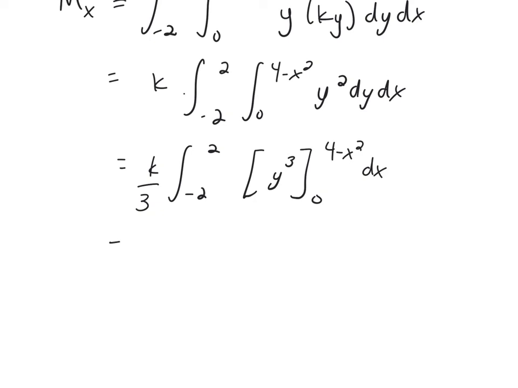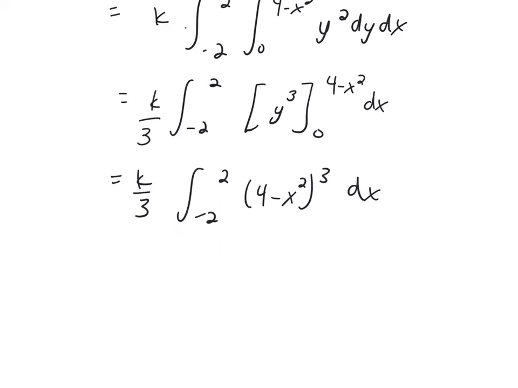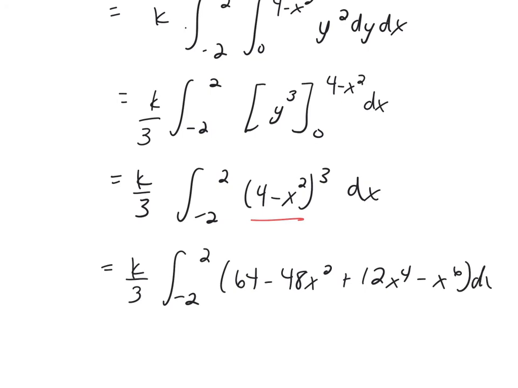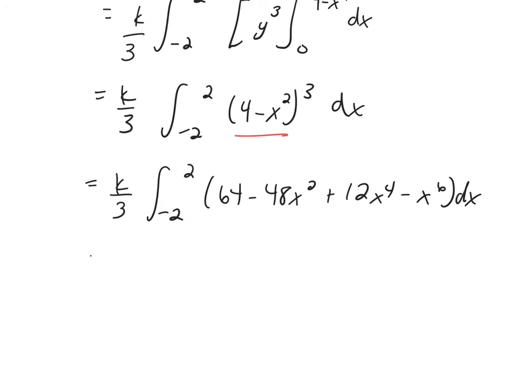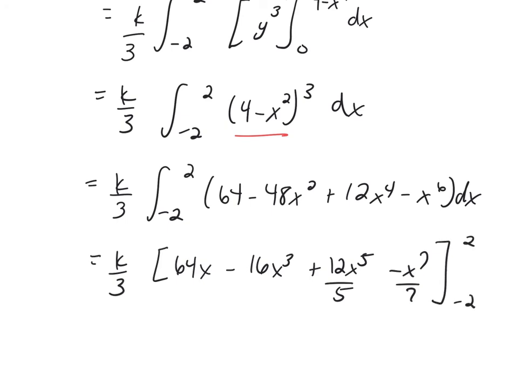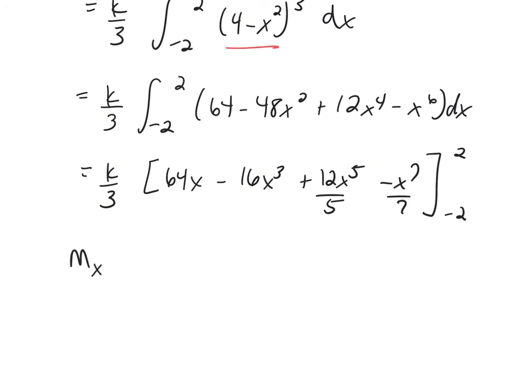Then I will get k over 3 times (4 minus x squared) cubed. Now you are going to need to FOIL this part out. You have 3 copies, so you're going to have to multiply 2 times. If you expand that whole thing out, you should be getting 64 minus 48x squared plus 12x to the 4th minus x to the 6th. Then you can integrate after you've multiplied everything out. So you'll get 64x minus 16x cubed plus 12x to the 5th over 5 minus x to the 7th over 7, from -2 to 2. If you plug in your two bounds here, you'll get for Mx 4096k over 105.